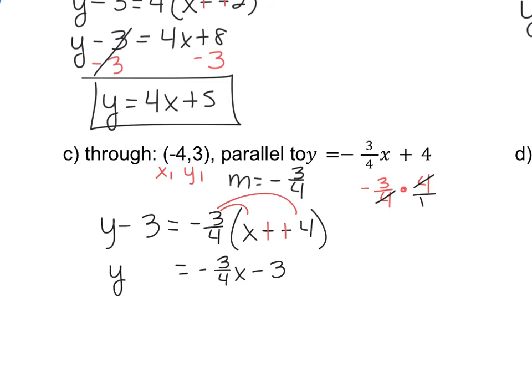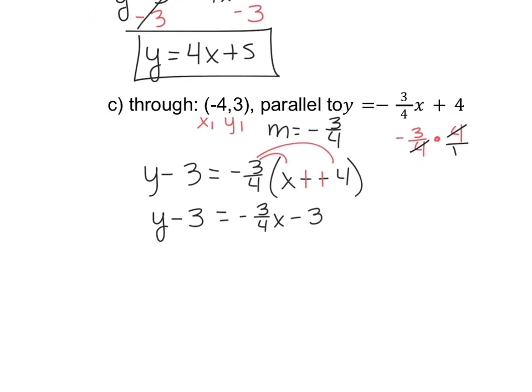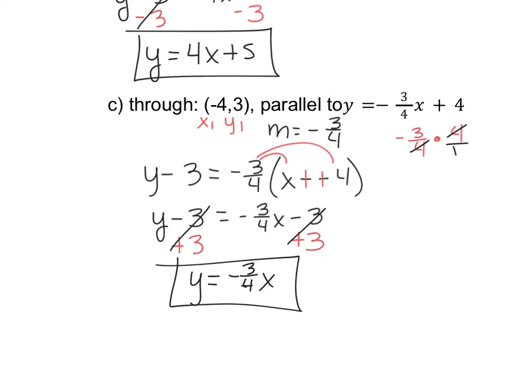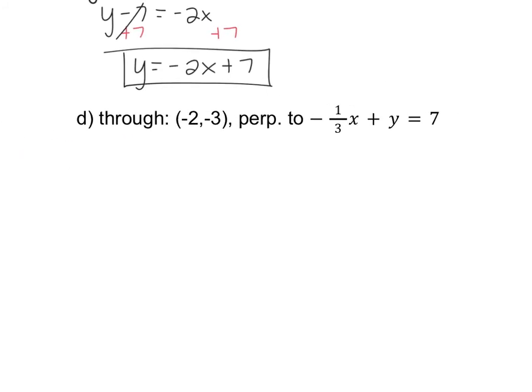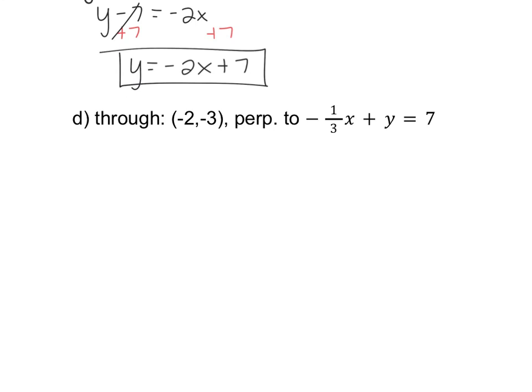Okay, now let's bring everything else down. Get the y by itself, so we need to add 3 to both sides. Those cancel. Those cancel. Oh, look at that. So we just have y equals negative 3/4 x is our answer. Kind of a weird problem, but that's okay. Still works. Okay, last one.